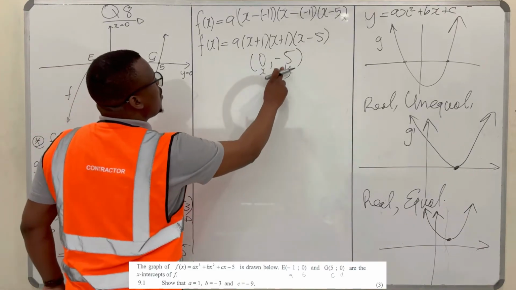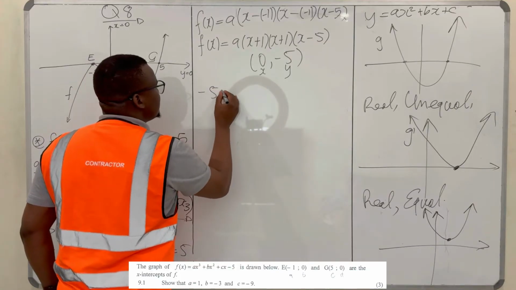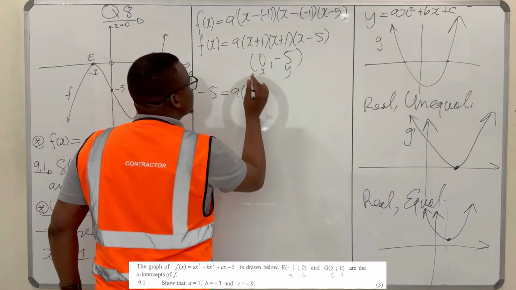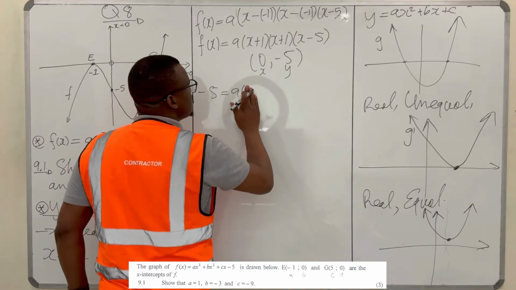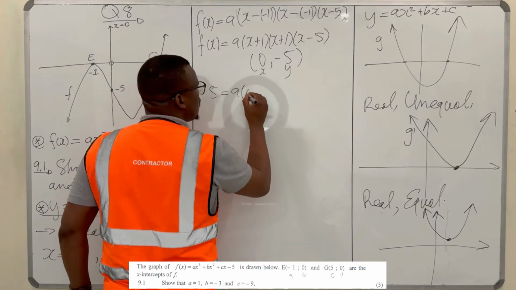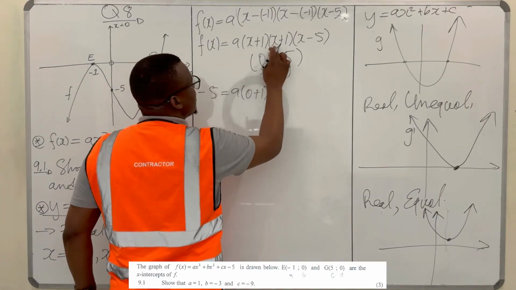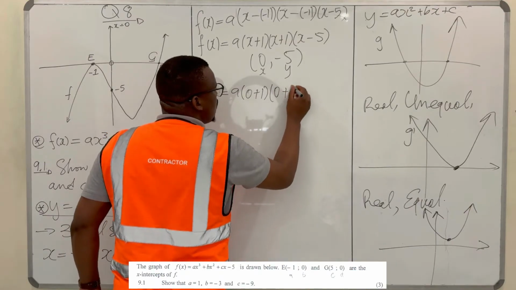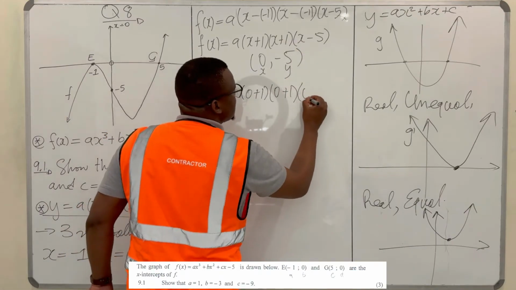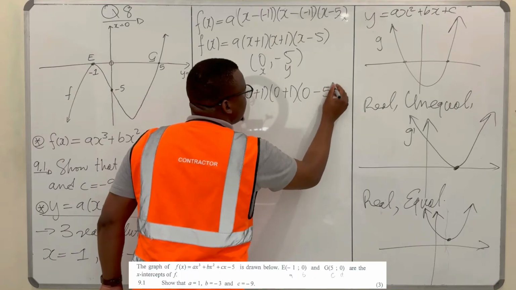So, what do we do? Let's substitute our y there. So -5 is equal to a times x. What is our x? x is 0. So it's going to be 0 plus 1 here, and then we have another 0 plus 1. What else do we have? We have 0 minus 5.